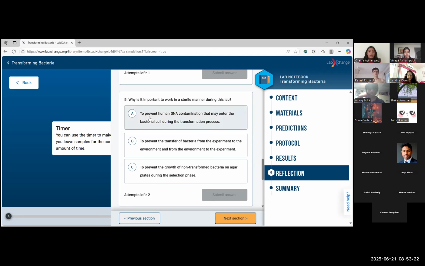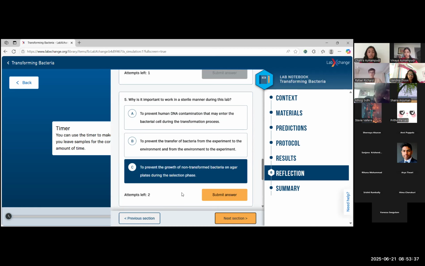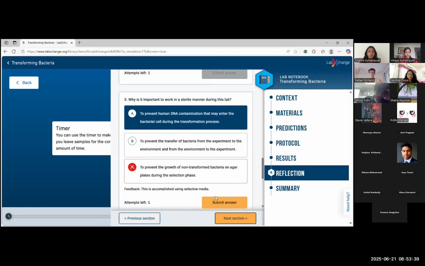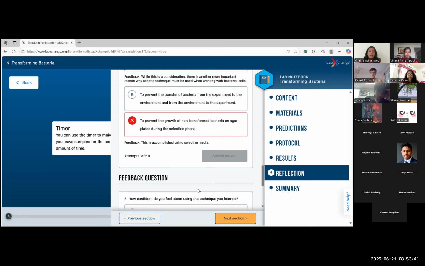So right now, to prevent DNA from contaminating the process, to prevent the transfer of bacteria to the environment, and to prevent growth of non-transformed bacteria. So it should be this. Oh, yikes. It would be the first one. My bad.